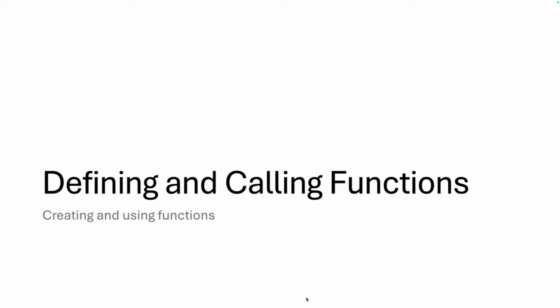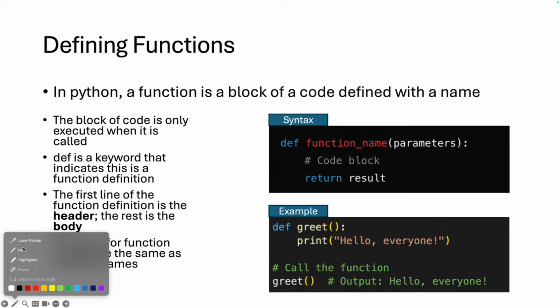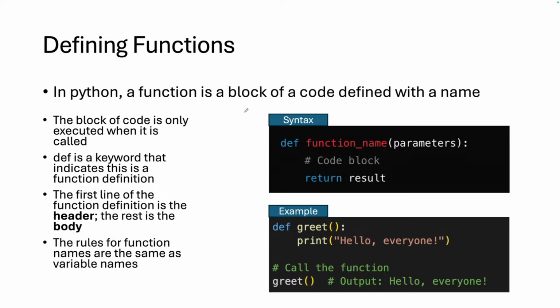All right, let's get into creating some functions. So we're going to define and call some functions. In Python, a function is a block of code. I'm going to get my pen out here. A function is a block of code that's defined with a name.